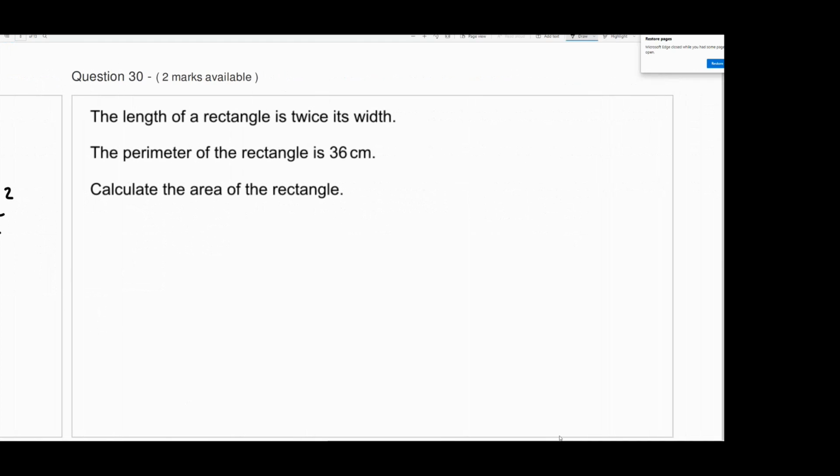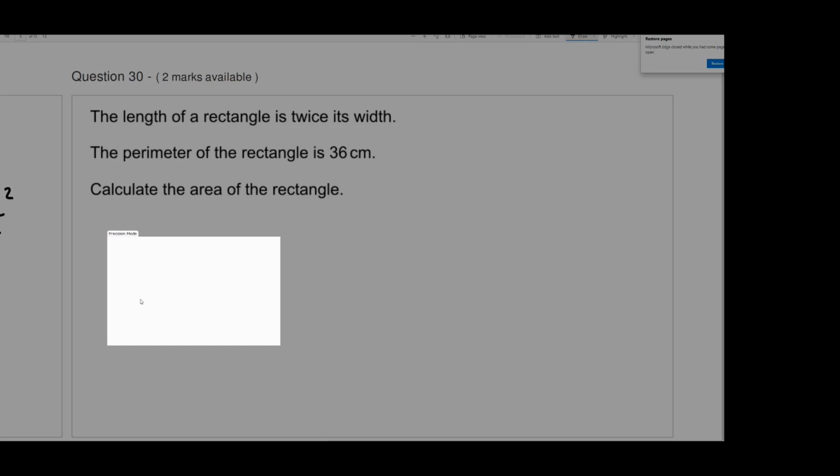Number 30 is a bit interesting. Okay, and again, I always think a picture's like 1,000 words for these types of questions. So the length of a rectangle is twice its width. So it's then like this. I'm just going to try and sketch it.